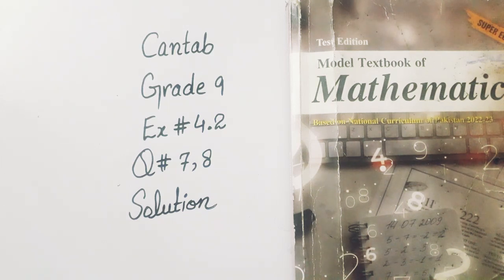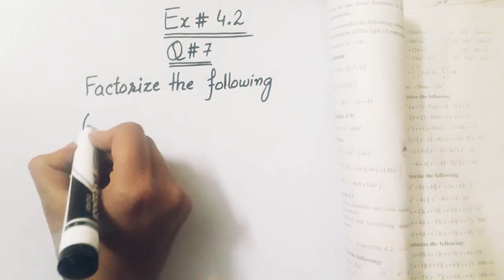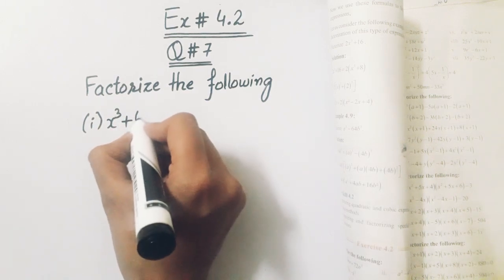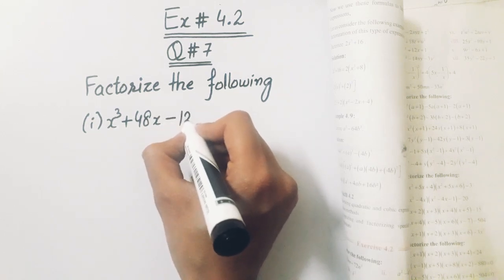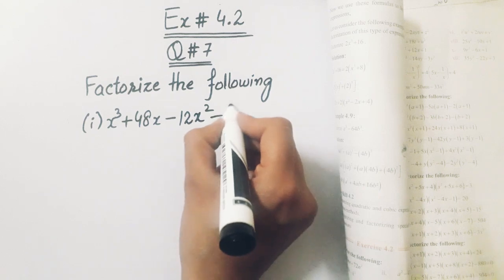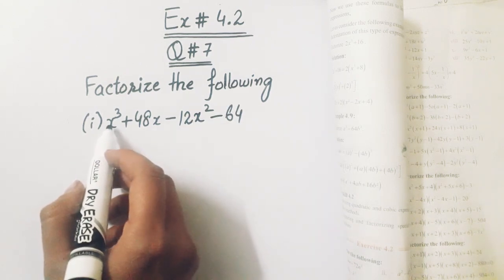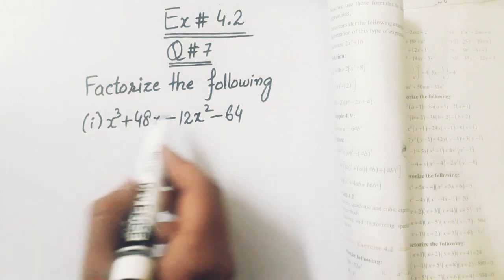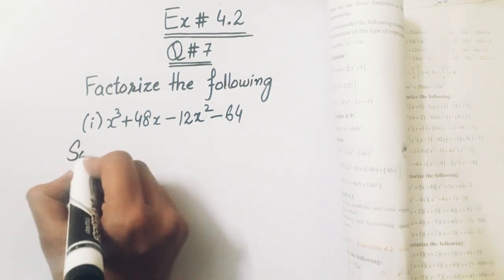Now we will start today's lecture. Question number 7 part 1 is x cube plus 48x minus 12x square minus 64. In this question we see that x cube is the cube of x and 64 is the cube of 4. Now we will solve this.